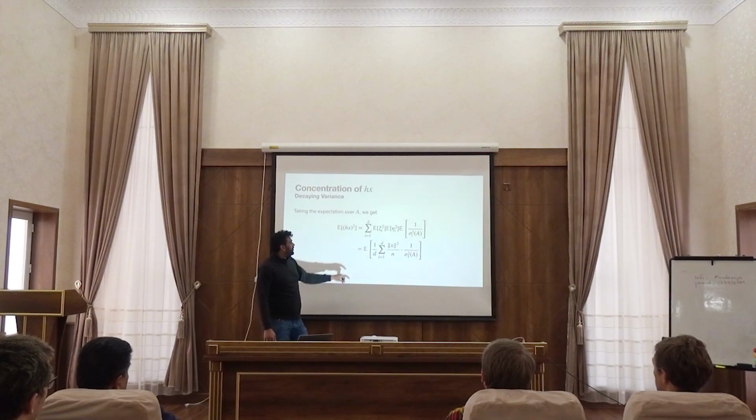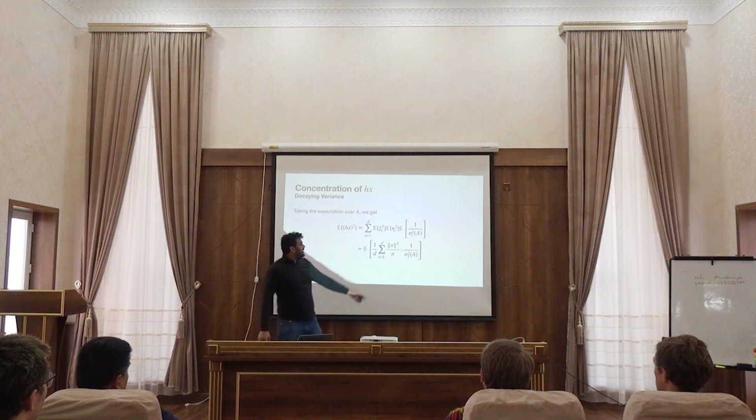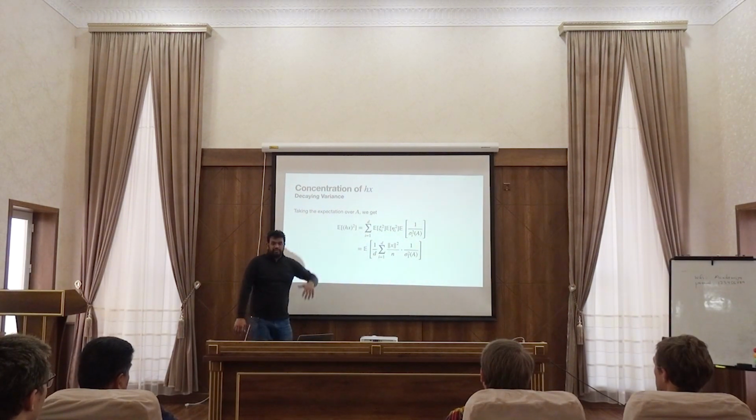Right, so where did these things come from? V was a uniformly random vector on a sphere of magnitude 1. So that gave us a 1 over d. This thing was a uniformly random vector of magnitude x squared, and it's in dimension n, so you get an x squared over n. Right? And then we have the expectation of 1 over the singular value. Okay.